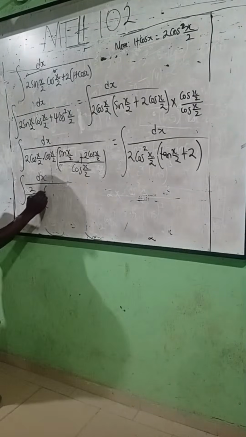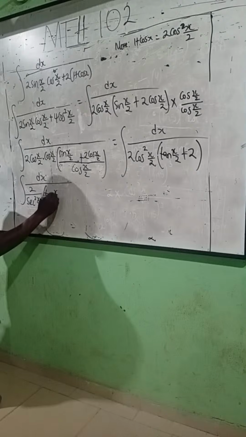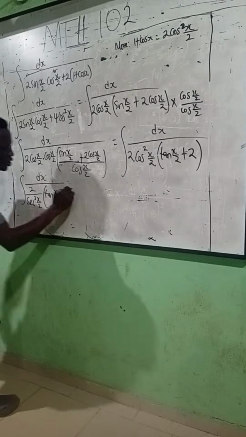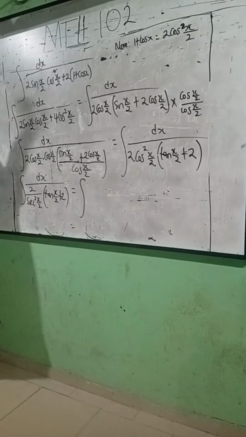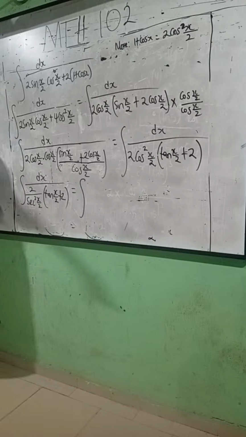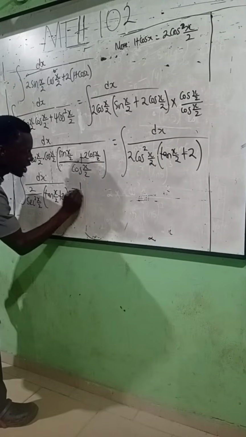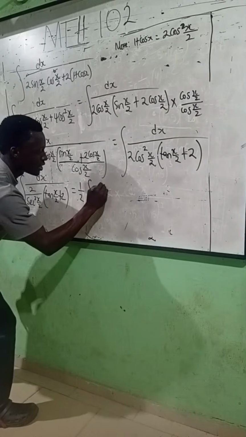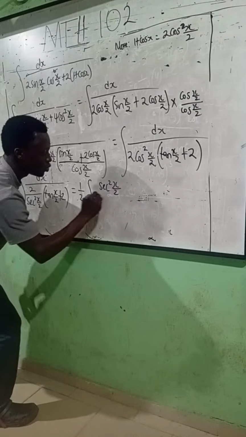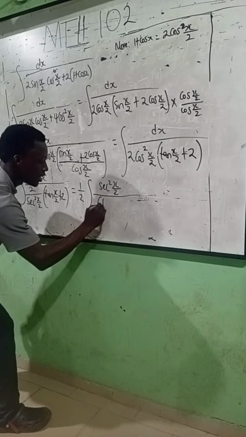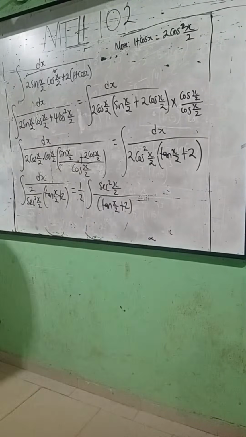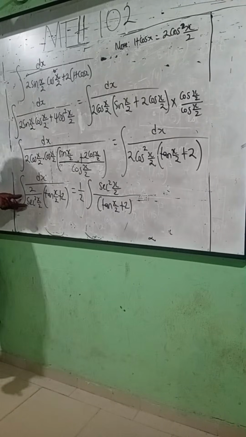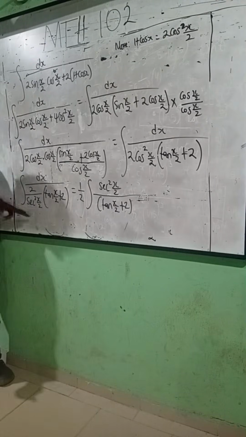So here we have tan x over 2 plus 2. This gives us the integral of, you know, this sec can go up. Now this 1 over 2 can come out. So here we have 1 over 2 times the integral of sec square x over 2 divided by tan x over 2 plus 2. Some people are confused about why this can go up.